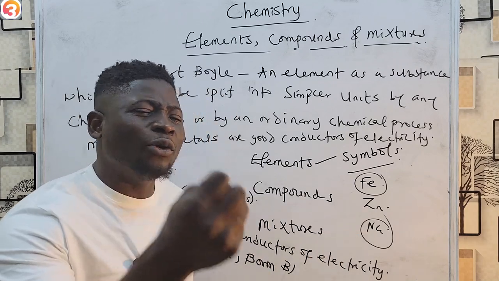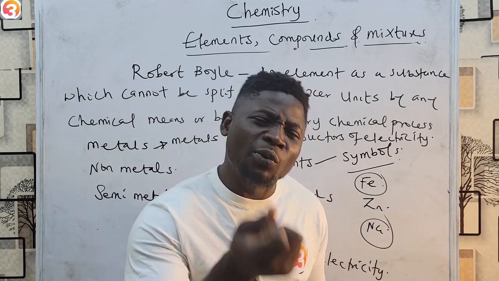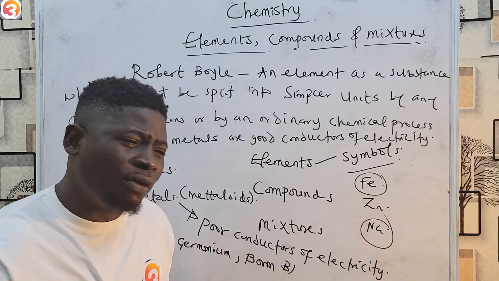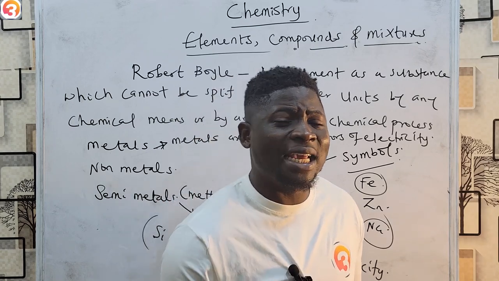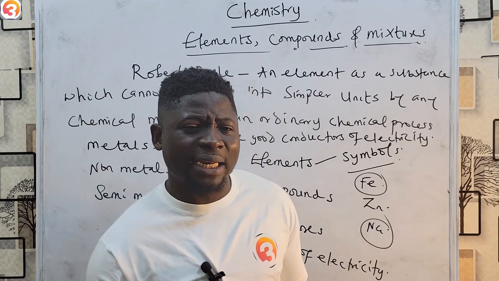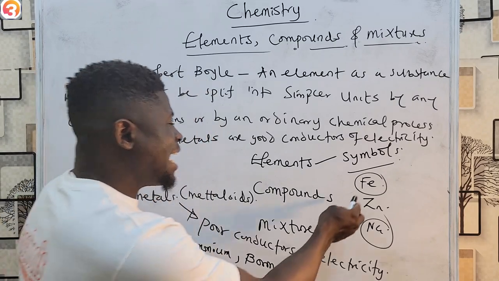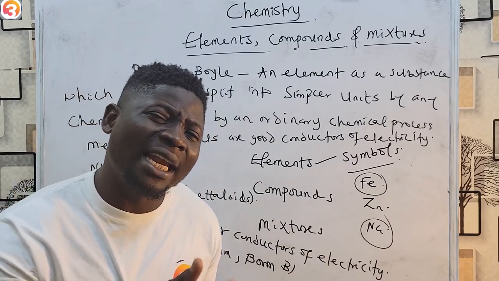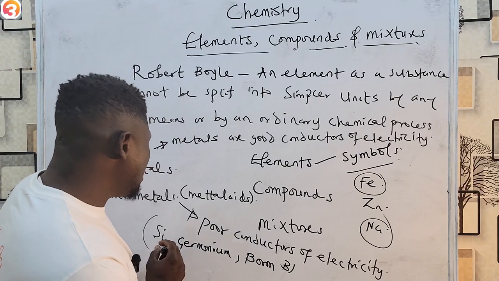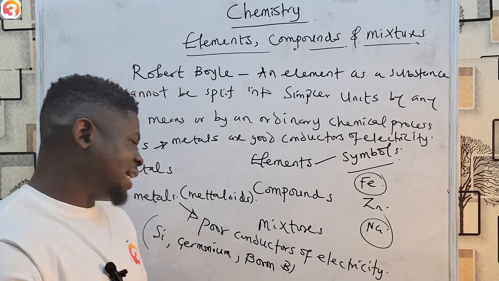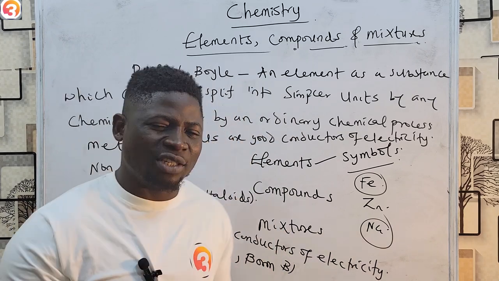Unlike iron. If you carry iron and go and touch a transformer, or carry iron and touch a naked wire, you will get shocked. If you carry wood, of course, wood does not conduct electricity. If you take it close to a naked wire, you may not be electrocuted, or at least, to say the least, you will not be electrocuted. But carrying iron there, you will receive a shock. If you take a semi-metal, like germanium, silicon, or boron, it will conduct poorly. It will not conduct as much as the metals will conduct.